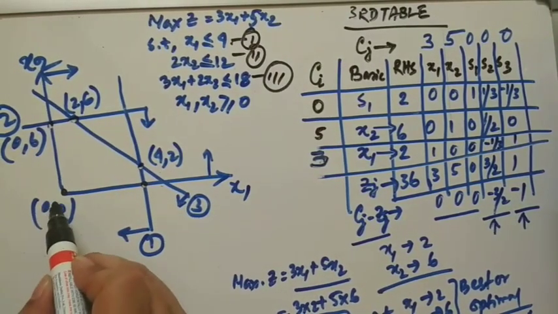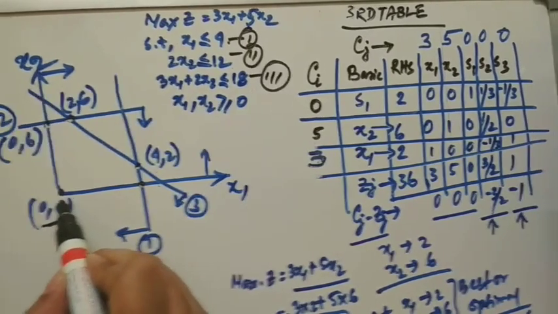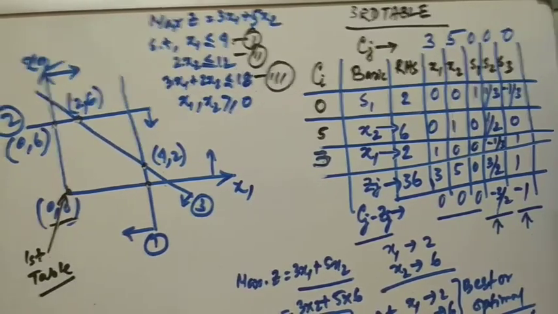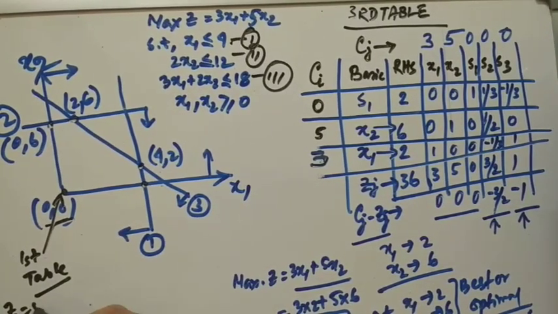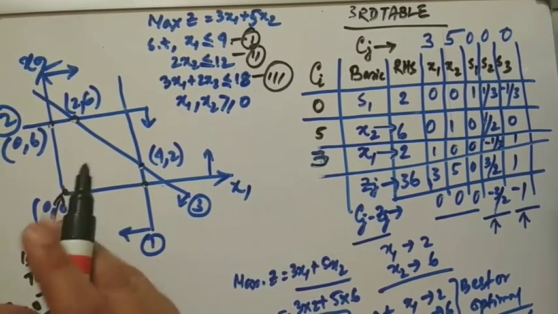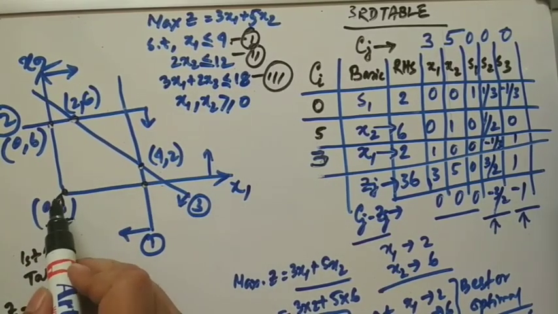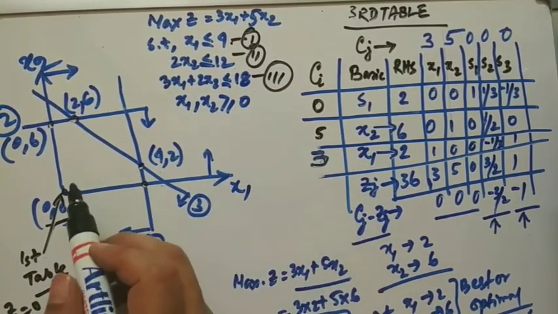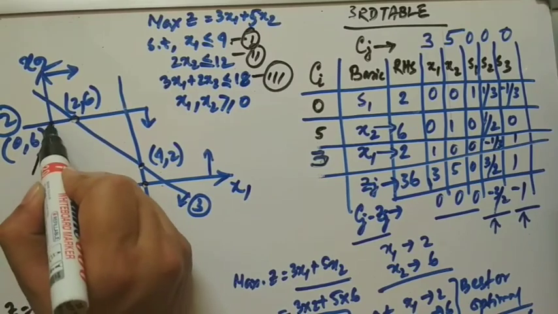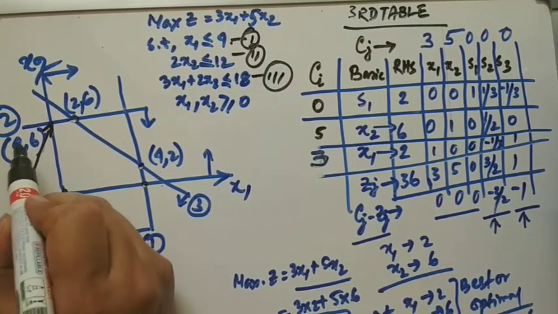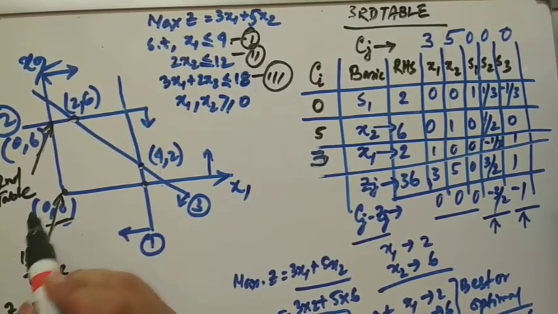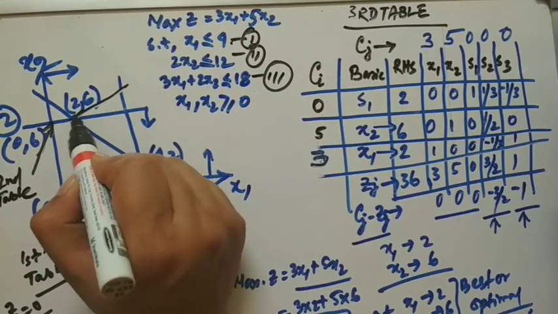So the first corner point was 0, 0. You can say this is the first table of simplex, because in the first table we had Z equals 0. I am just comparing the graphical solution and simplex solution side by side. Now the second table, can you tell which one was the second table? This one, 0, 6, was the second table. And the third table, you can easily tell, this one was the third table.